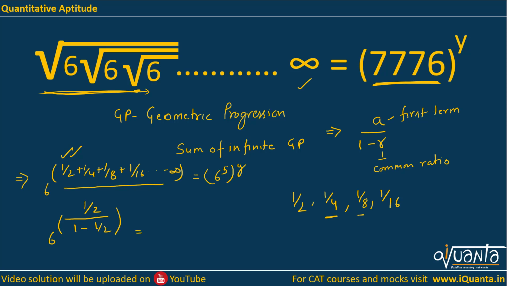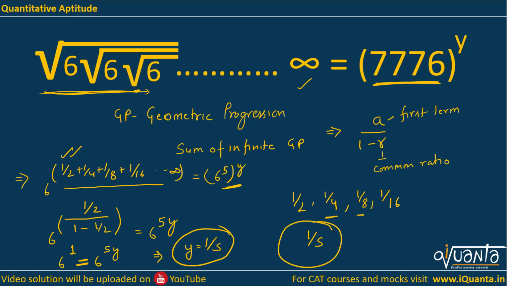This will be 6 to the power 5y, because when there's a power over the power, they get multiplied. So it will become 5y. So here I'll get 6 to the power half upon half, that means 6 to the power 1. This is equal to 6 to the power 5y. Now we need to find out the value of y. So these two are equal. 6 to the power 5y will be equal to 6 to the power 1 when y will be equal to 1 by 5. So 1 by 5 will be the correct answer to this question.